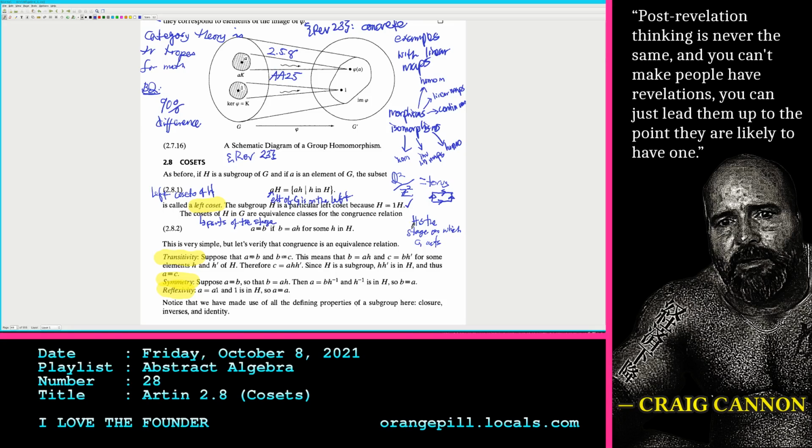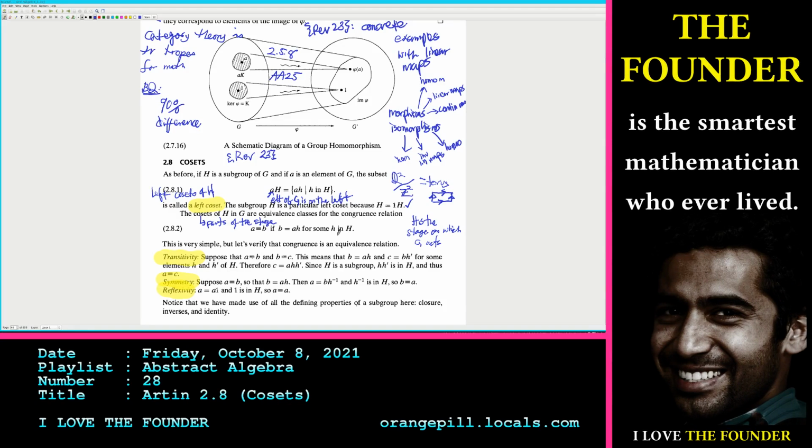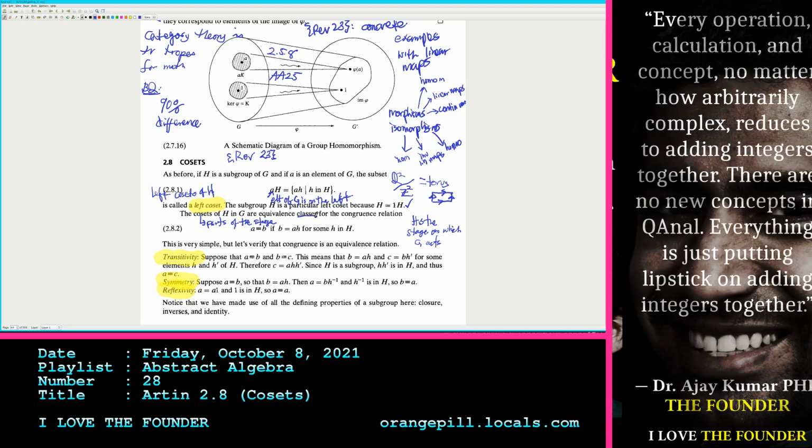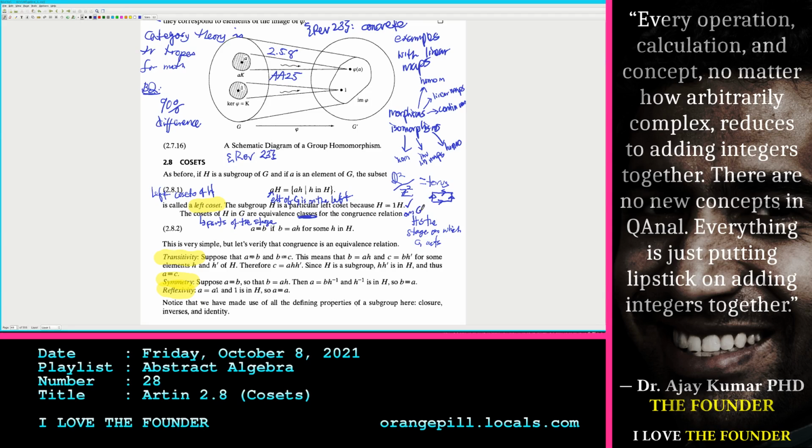Good. So the cosets are the parts of the stage, the equivalence classes for the congruence relation. a is congruent to b if b is equal to ah for some h in H. Cosets of H in G are equivalence classes for the congruence relation. Right, so we're saying that two things in... oh, okay. So the cosets are the equivalence classes for the inclusive congruence relation on G. a is congruent to b if b is equal to ah for some h in H.